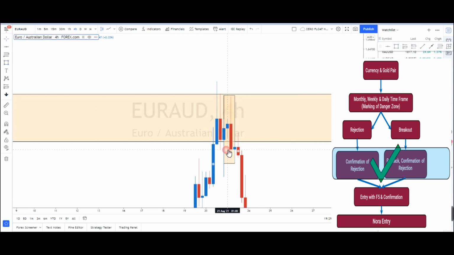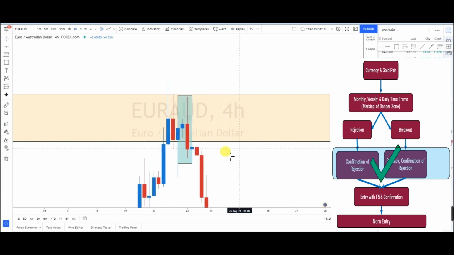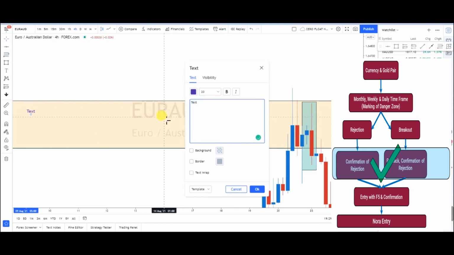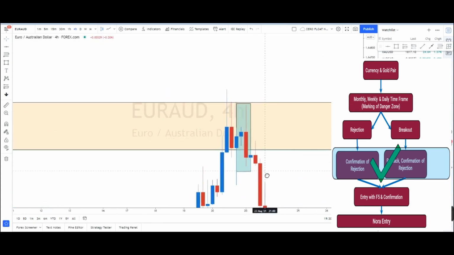the bearish engulfing. Now, is this a confirmation of rejection? Yes, I would consider this a very good bearish engulfing, and the body of the engulfing candle closes below the danger zone of the daily time frame. Therefore, this is considered a confirmation of rejection on the H4 time frame for the daily danger zone. So I'm going to write this as daily danger zone, DZ, resistance. Okay, so on the H4 we have the confirmation of rejection.